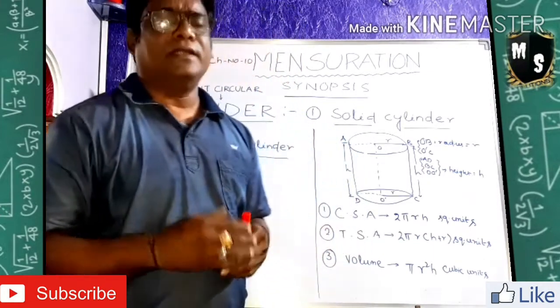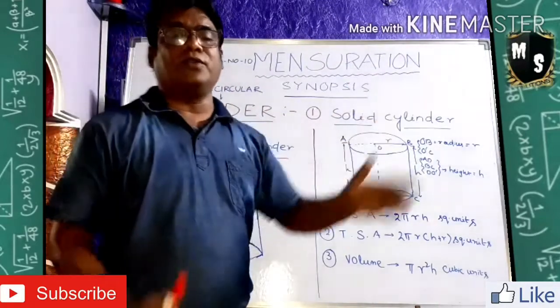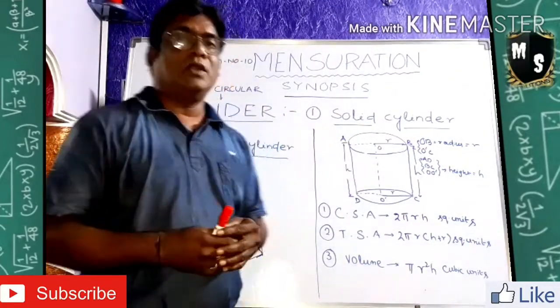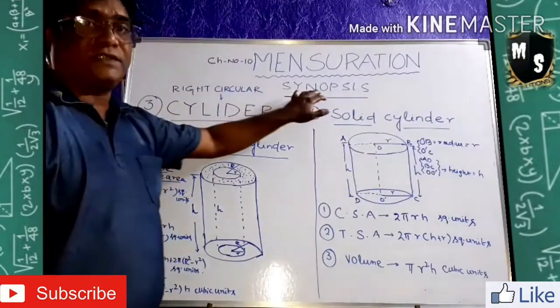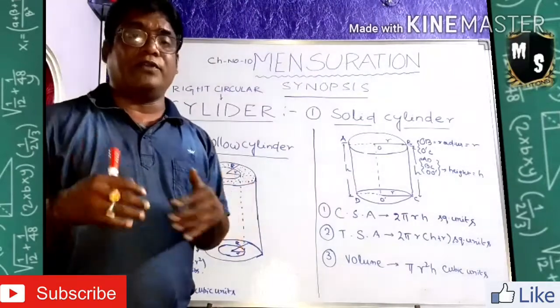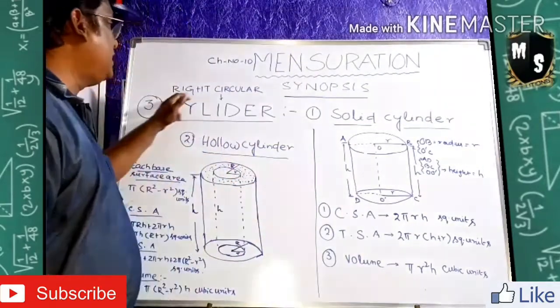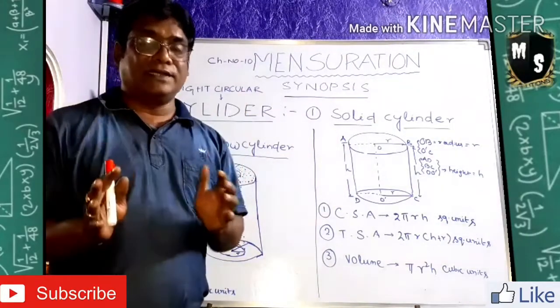And today, the next part of chapter number 10, that is mensuration, I am going to start with you all. The next part is synopsis number 3, which I am going to explain, about the right circular cylinder.